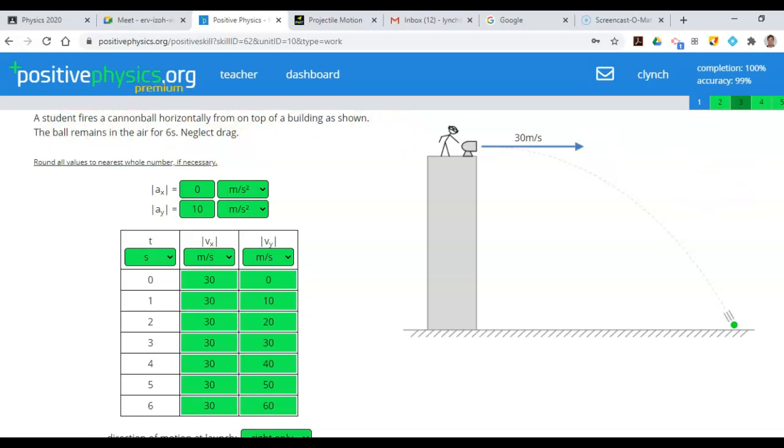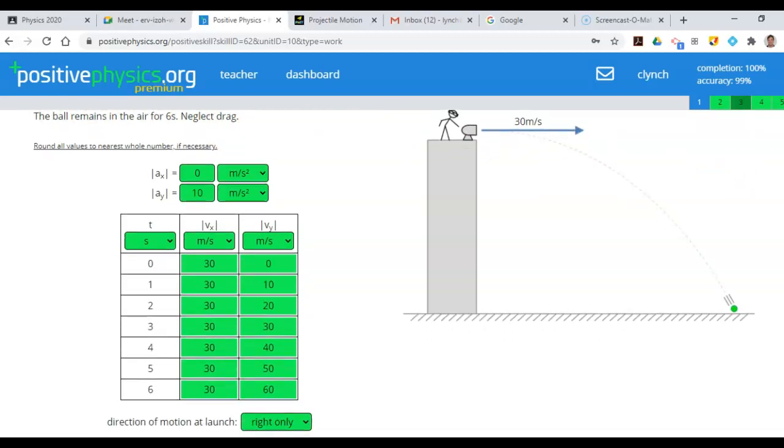The ball remains in the air for 6 seconds. Fill in all the information. Okay, so it's fired perfectly horizontally. So the moment that the cannonball exits the cannon and is able to fall freely, it has a 30 meter per second sideways velocity. That's the x direction or horizontal direction.